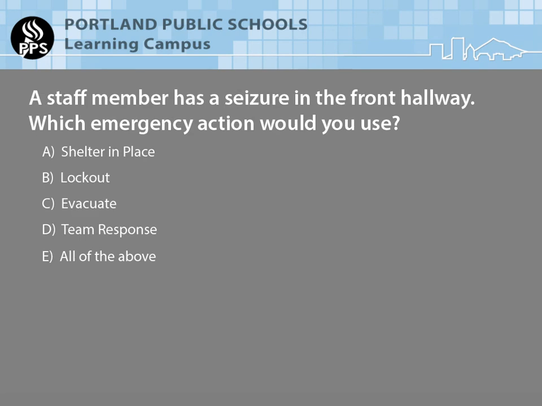A staff member has a seizure in the front hallway. Which emergency action would you use? A. Shelter in place. B. Lockout. C. Evacuate. D. Lockdown team response. Or E. All of the above.